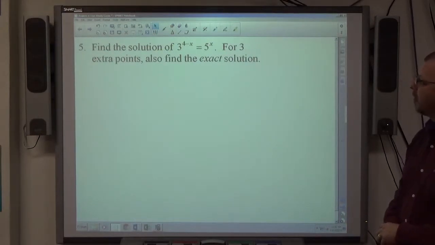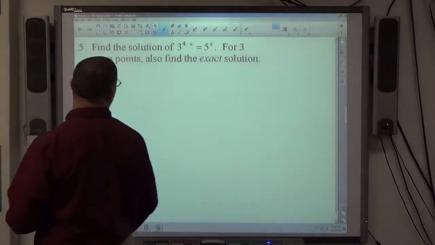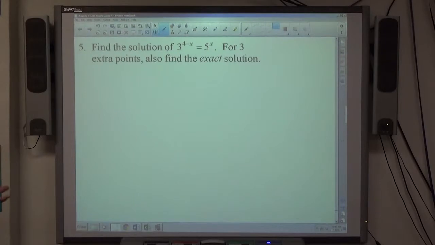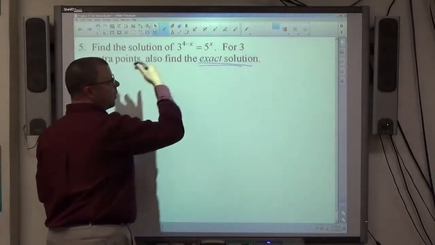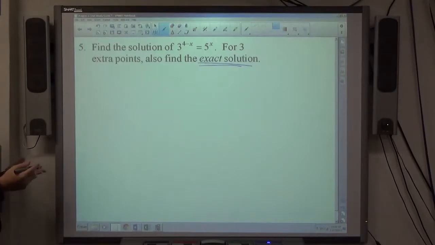Number 5, find the solution of this. For 3 extra points, also find the exact solution. If you only find the exact solution, you get the extra 3 points. You don't have to get the approximate. So if it were me personally and I know how to do this, I would just go ahead and do that. And the way that works is this.